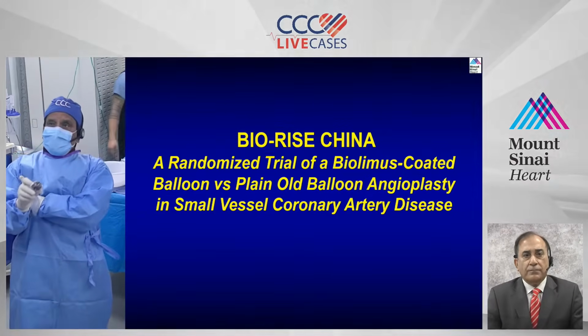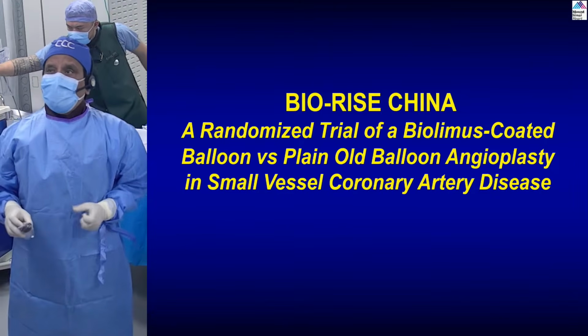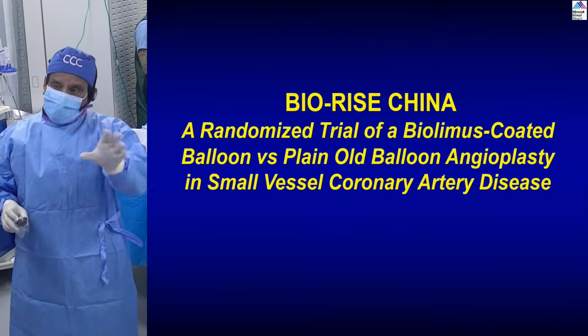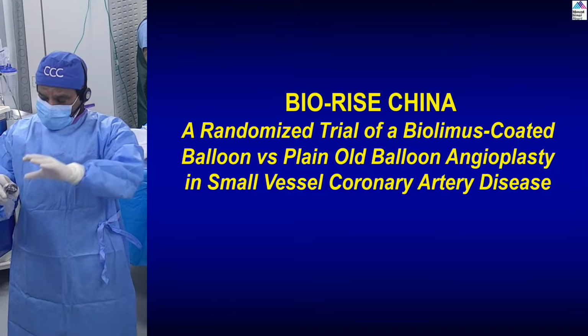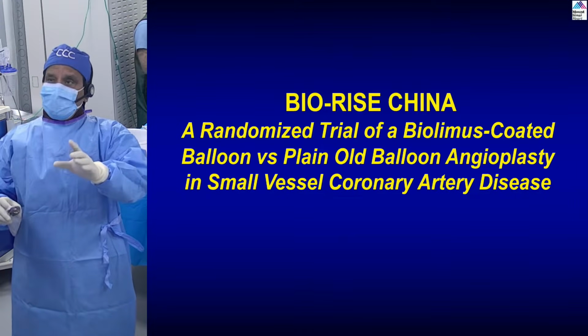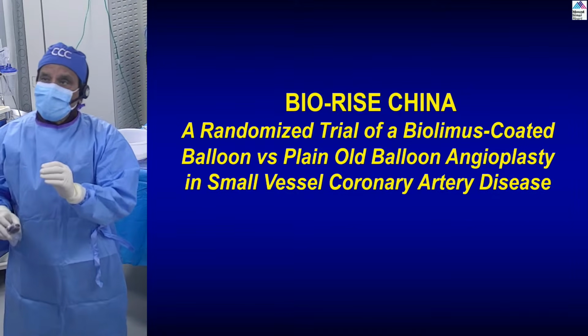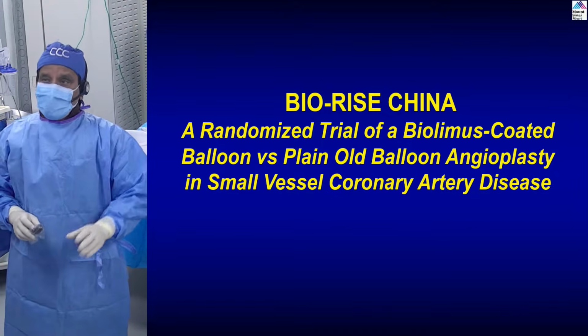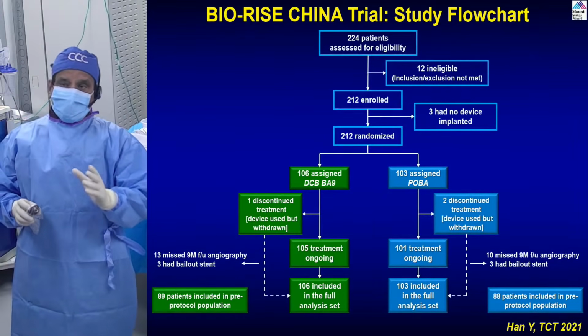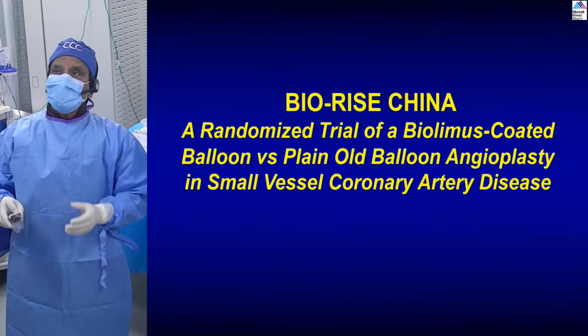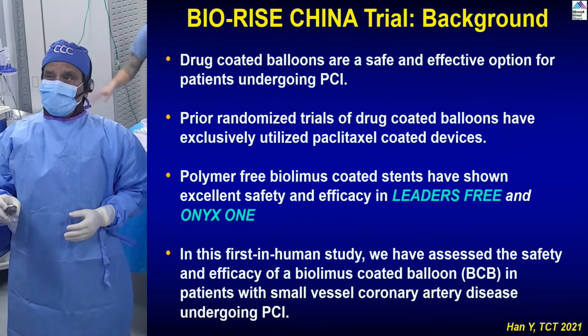Second, we went to the next level now: the bioluminescent coated balloon. Earlier we had different ones, whether a paclitaxel-coated balloon or sirolimus. Now here is the bioluminescent coated balloon versus plain old balloon angioplasty, POBA, in small vessels. You might say, well, the DES showed to be comparable. Why do you want to go into this particular setting?